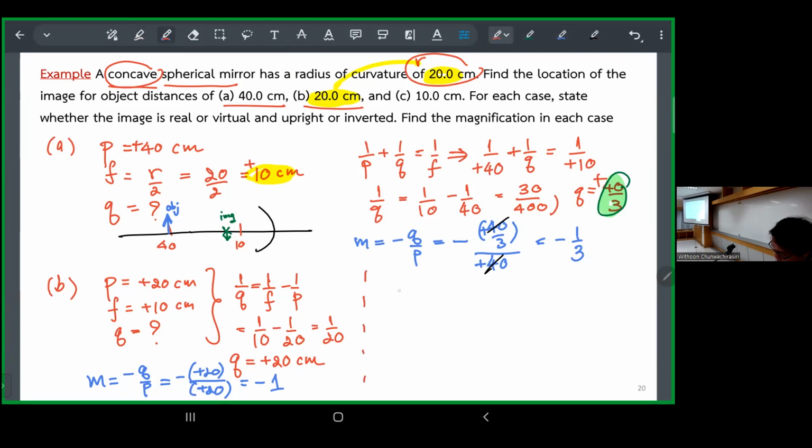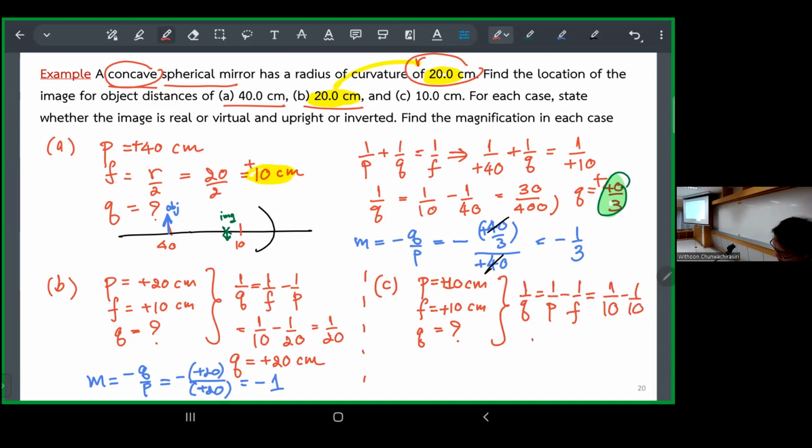Cool. All right, guys. Last one, if you want to take a look. Part C. What you have if your location of the object is at 10 centimeters. I put P equal to plus 10. F stays at plus 10. And now you want to figure out the Q. Same thing, 1 over Q equal to 1 over P minus 1 over F. But wait, it's 0. So that means if you flip it over, your Q is going to be at infinity.